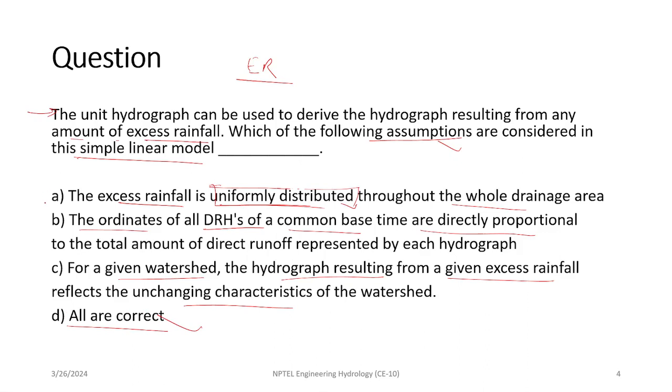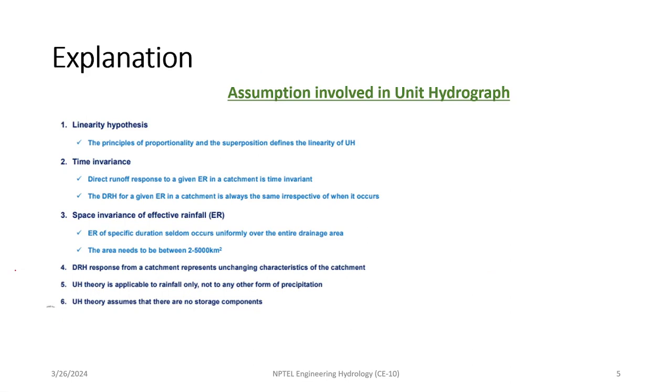Definitely, the assumptions A, B, and C are all part of the assumptions taken in deriving the unit hydrograph. So for your information, I just added a slide to further describe the assumptions. The linear hypothesis, we already know, is based on the principle of proportionality and superposition. Then time invariance means whatever the characteristics are with time as well as catchment characteristics, they are going to remain unchanged.